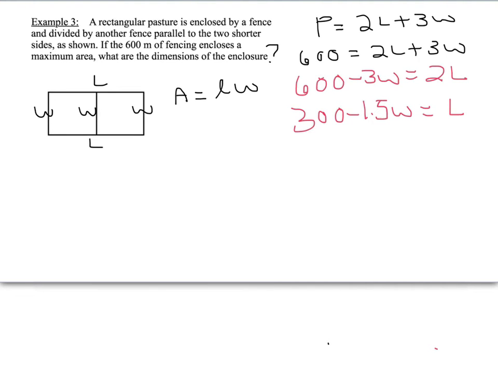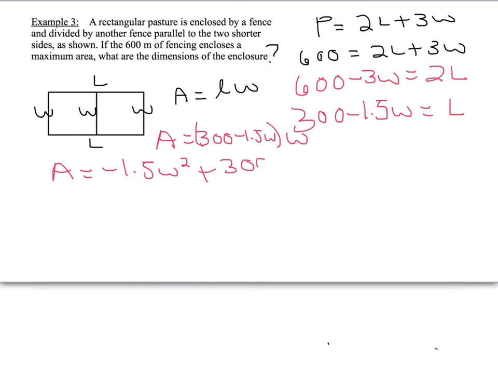Okay, so let's go ahead and substitute this into our area formula here. The length is 300 minus 1.5 times the width. Put some brackets around that, and length times width. Okay, we're going to expand that. So we'll have negative 1.5 times the width squared plus 300 times the width.